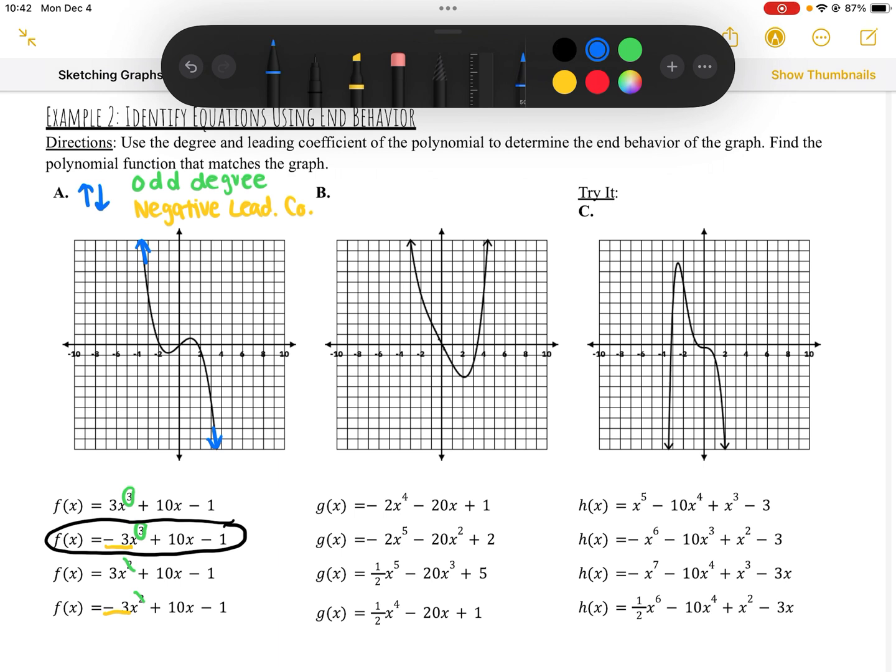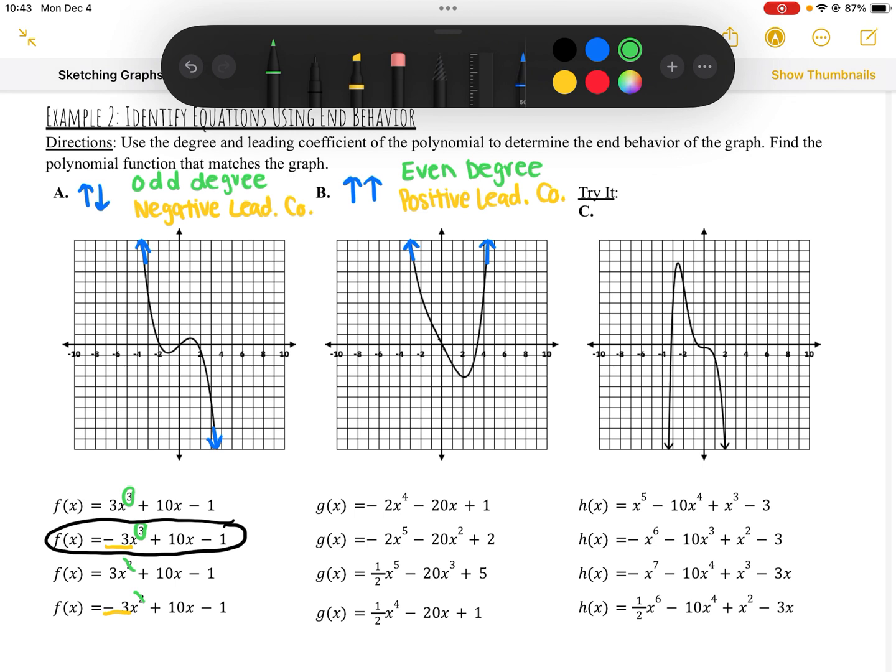So now we're going to go ahead and look at B. For B, my end behavior, both my arrows are pointing upwards. So if they're both pointing in the same direction, that means I'm going to have an even degree. And since they're both pointing upwards, that means it's going to be a positive leading coefficient.